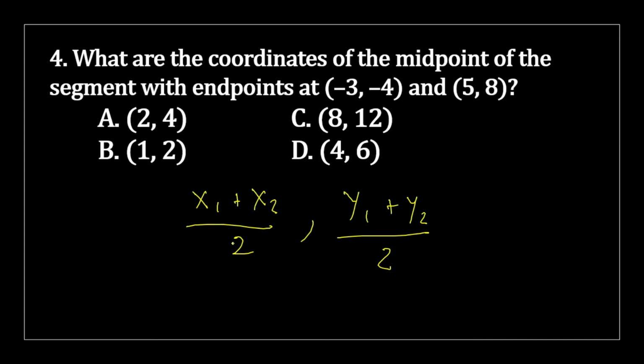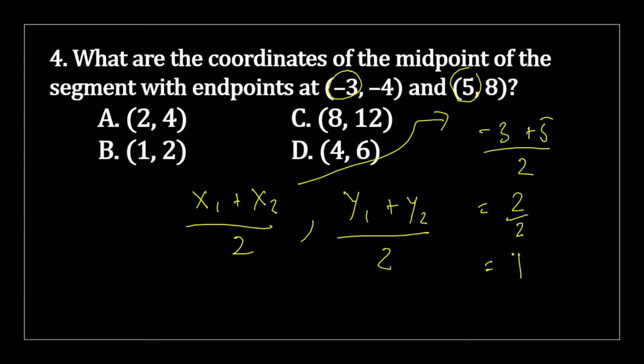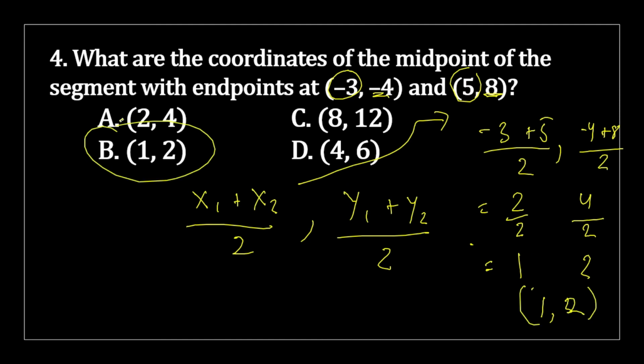So let's check for the value of x first. So the value of x, let's write it here. That is negative 3 plus 5 over 2, that is 2 over 2, that is 1. The value of x is 1. And let's go with y. That is 4 plus 8 over 2. That is 12 over 2, and that is 6. So the value of our midpoint is 1 and 2. And that is letter B.